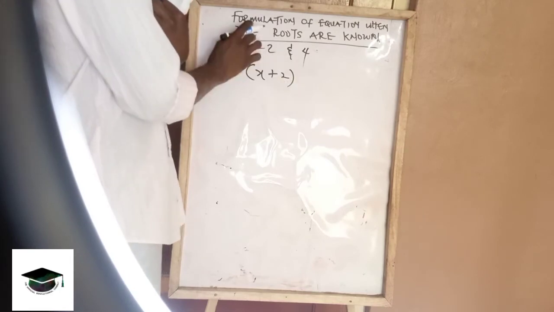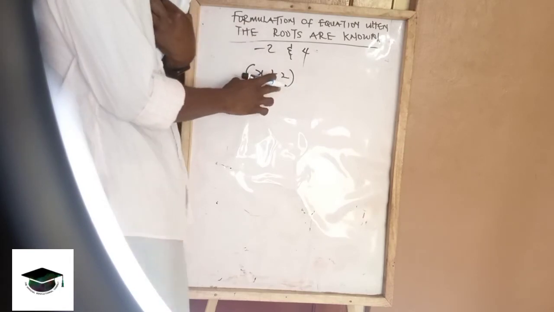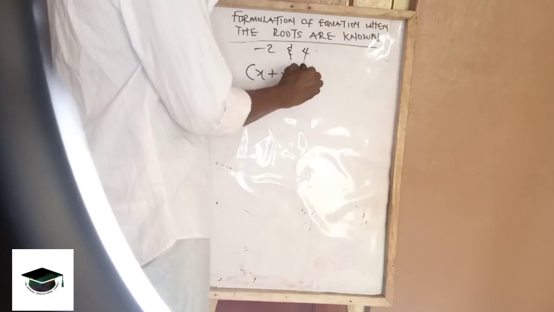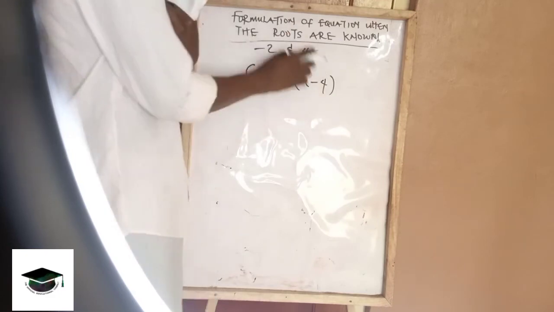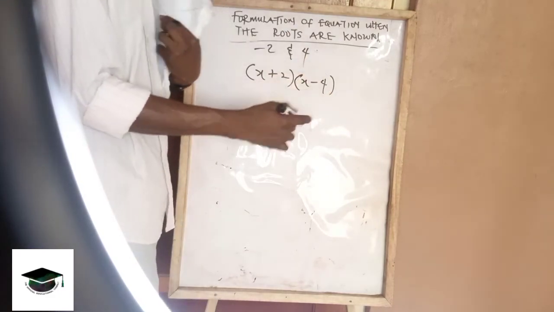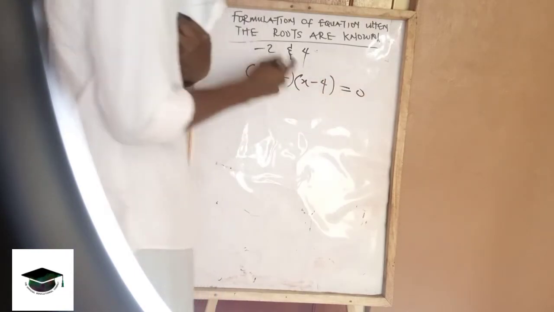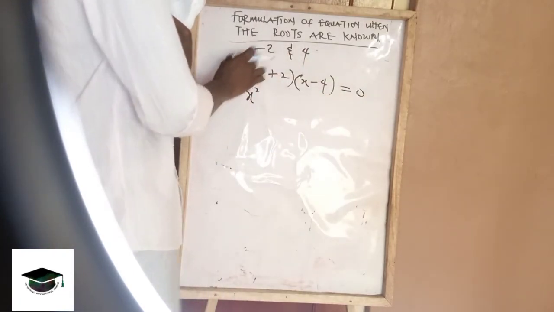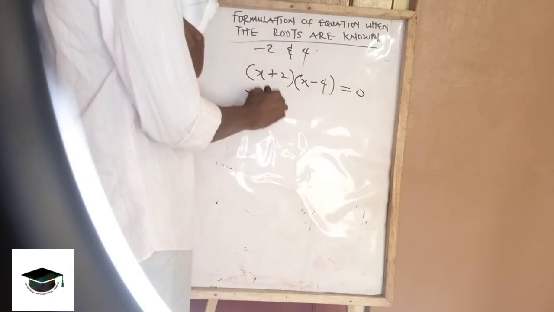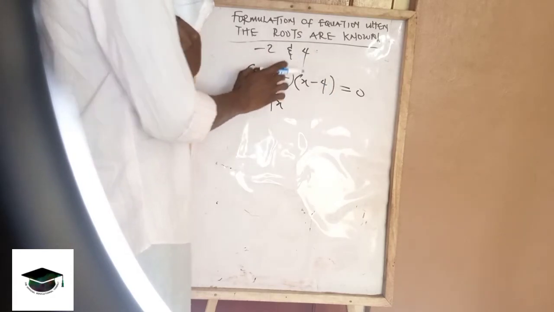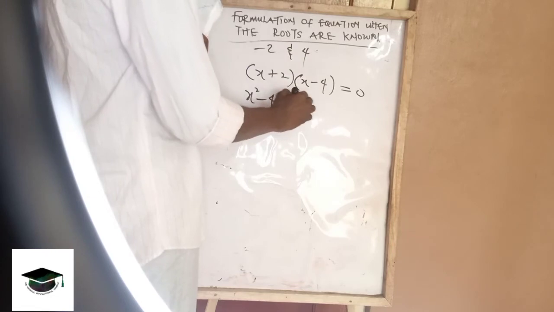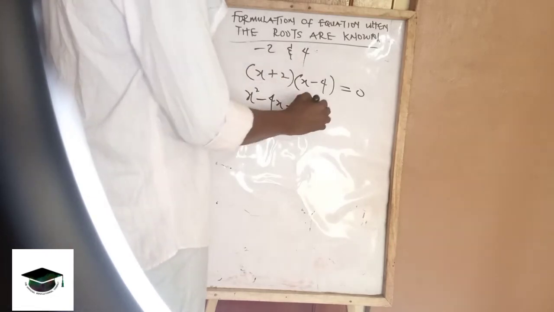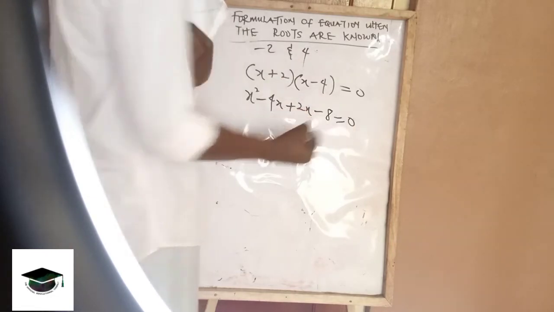Why is it plus 2? Because minus, when you get here, turns to plus. Do you get it now? Then plus 4, when you get here, turns to minus, equals to 0, right? So now expand this bracket. X times x, x squared. X times minus 4, minus 4x, right? Now this, 2 times x, 2x. 2 times minus 4, minus 8, right?